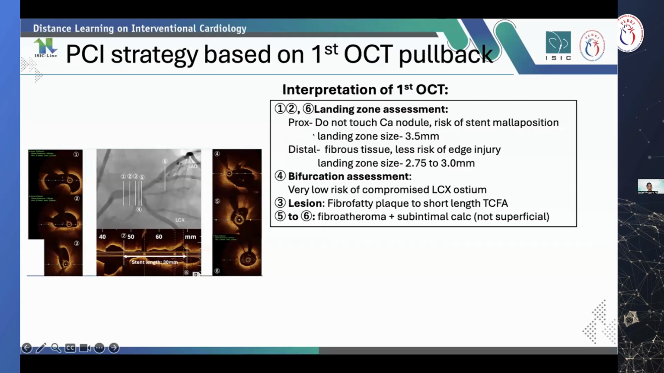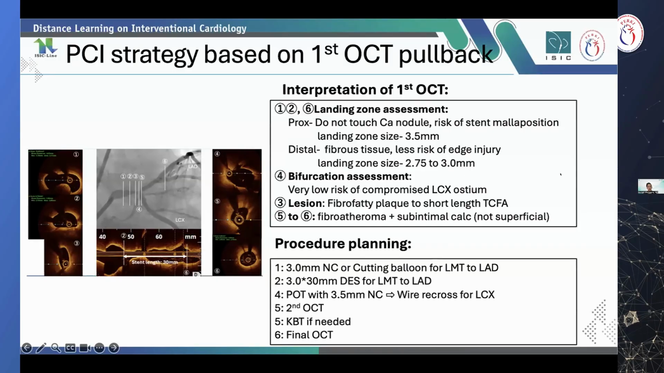And the landing zone size is 3.5 millimeter. This landing zone plaque seems to be fibrotic tissue. There's less risk of edge injury. And the landing zone stent size could be 3 millimeter. In the bifurcation assessment, there is low risk of compromised left circumflex ostium. And the lesion is a fibrofatty plaque with a short length, so we do not need to use a debulking device.